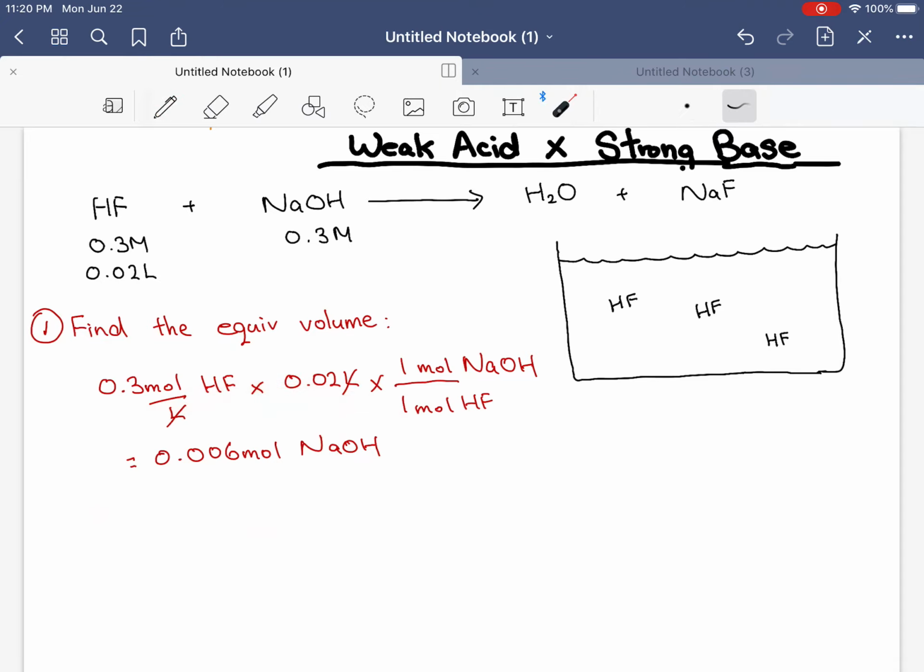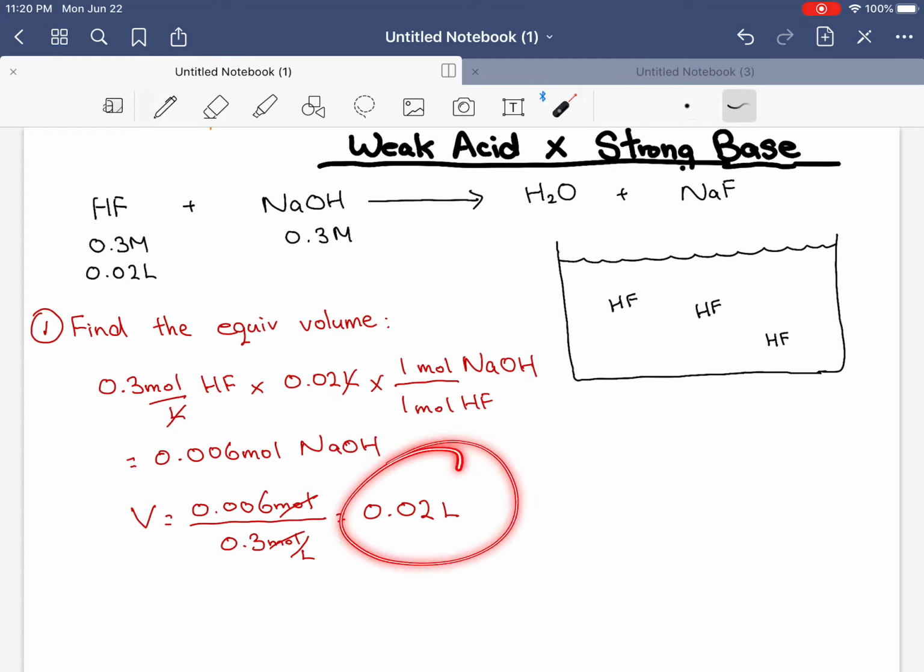Now, obviously, we want the volume of NaOH, and we do have the concentration. So put that into our concentration formula. Volume is equal to 0.006 mole divided by 0.3 moles per liter. And the volume that you're expecting the endpoint to be is going to be 20 milliliters, so 0.02 liter, which is not surprising.